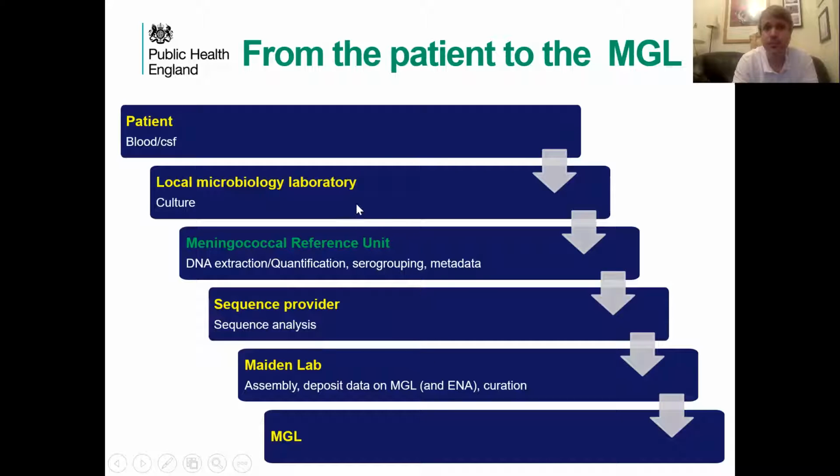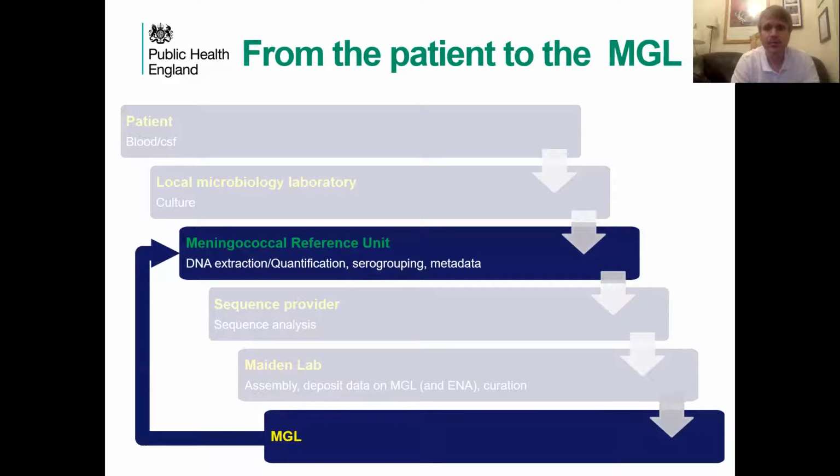So the local microbiology laboratory take the initial culture, and then this comes to us for DNA extraction, quantification, serogrouping, and also we gather the metadata. And then we send this off to a sequence provider who perform the sequencing, and then Martin's team at the Maiden Lab assemble the data and deposit it on the MGL, where it can be automatically and manually curated. And there's an army of curators out there, which I'm sure you're going to hear about later on.